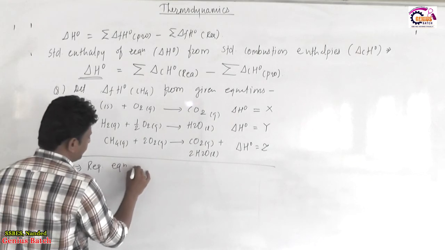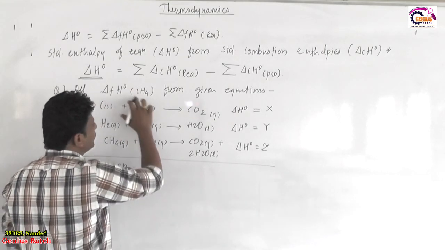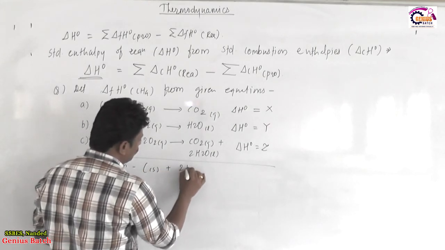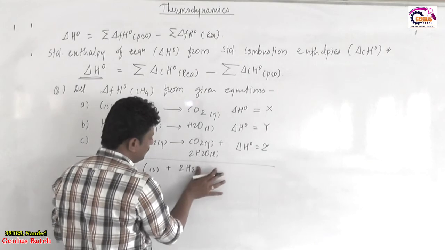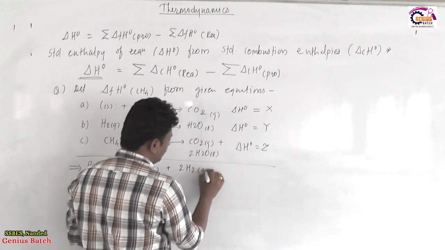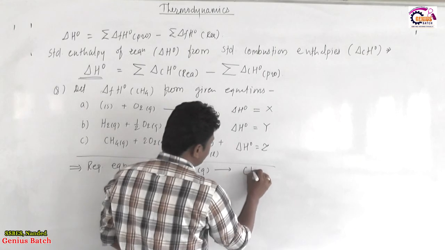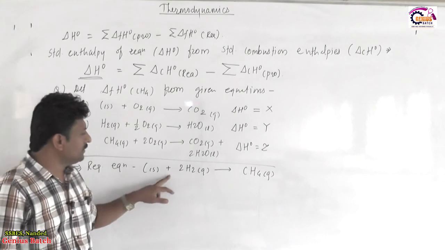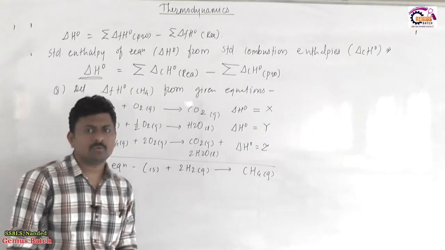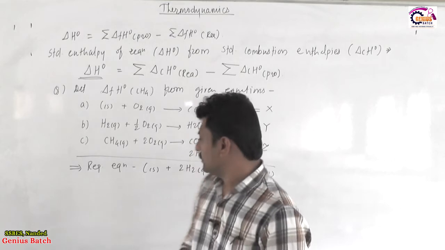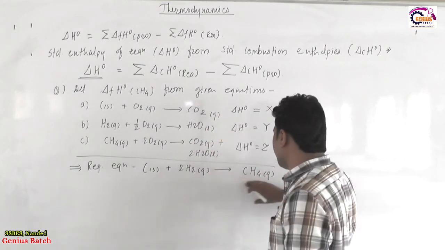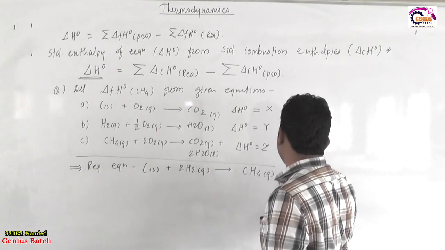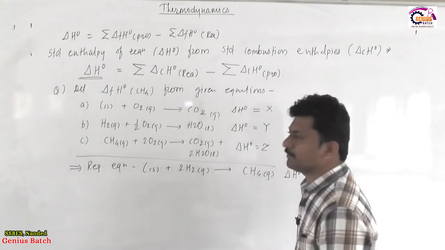What is the required equation? Standard formation of methane means it will start from carbon solid plus 2H2 gas, and from these two we will get CH4 gaseous. Carbon solid plus 2H2 gaseous converted to CH4 gaseous. This is our standard formation equation for methane. The question is to find out the enthalpy change for this particular equation.